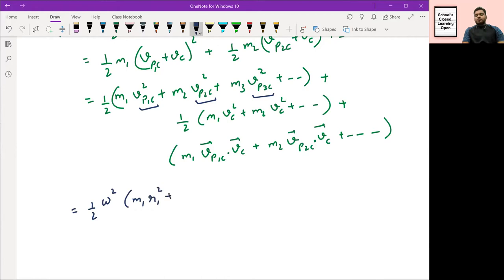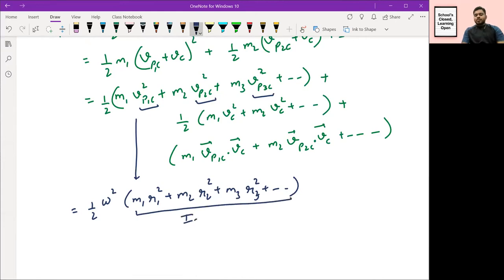m1 r1 square plus m2 r2 square plus m3 r3 square and so on. This is your first term, right? So m1 r1 square plus m2 r2 square plus m3 r3 square will be giving you I, moment of inertia, and r1, r2, r3, all these terms are coming from center of mass. So we can write I_CM, correct? This is nothing but moment of inertia about an axis passing through center of mass. This is the first term.